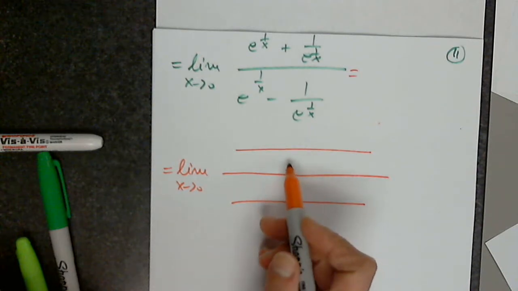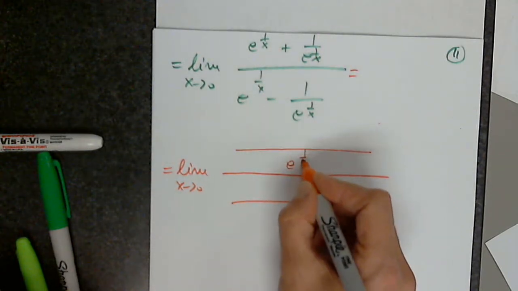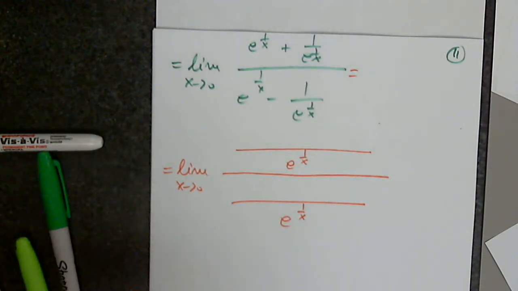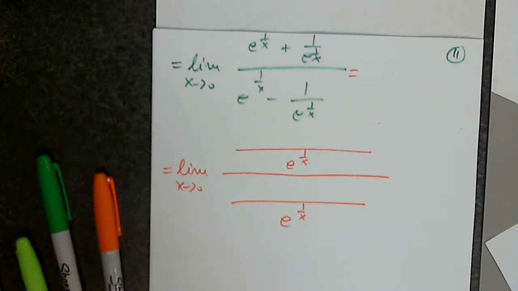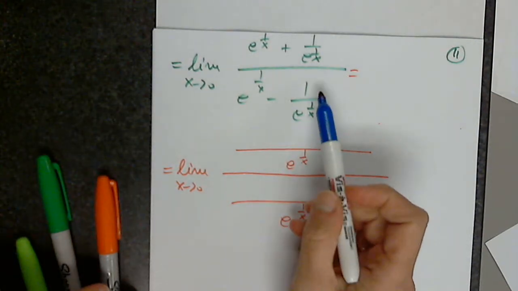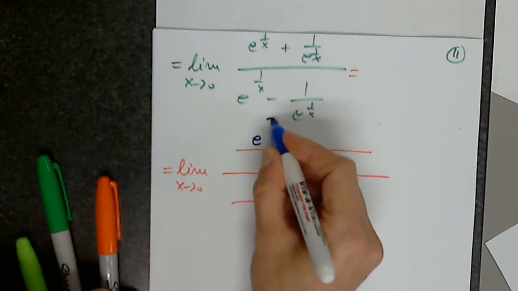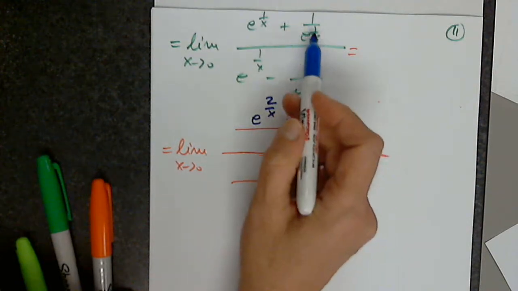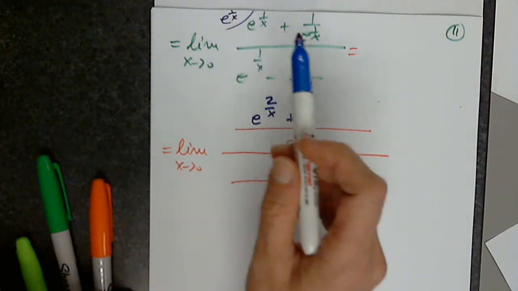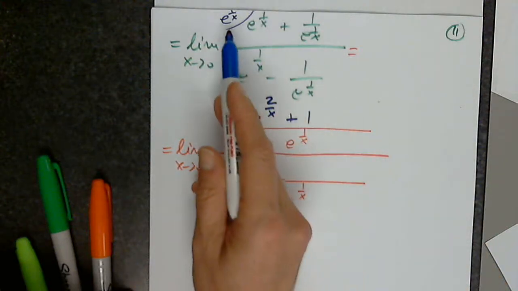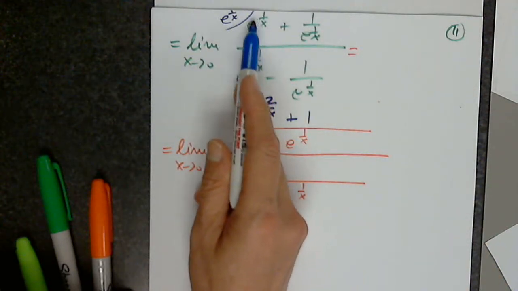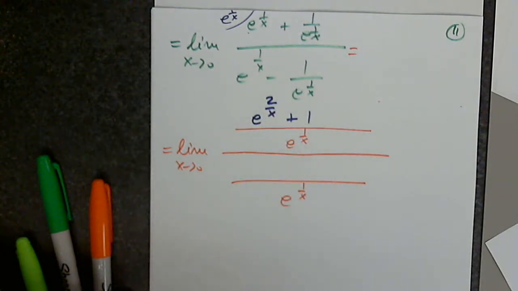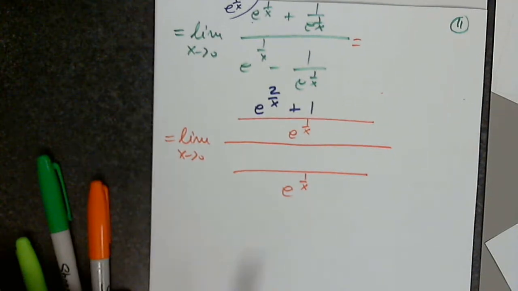What am I telling you? The least common denominator, e to 1 over x, and e to 1 over x. So what do we get at the top? Yes, exactly. e to 2 over x plus 1. Because when I multiply e to 1 over x by e to 1 over x, I have to copy the base and add the exponents. And 1 over x plus 1 over x is 2 over x. I will not, I repeat, I will not put a problem like this on the test.